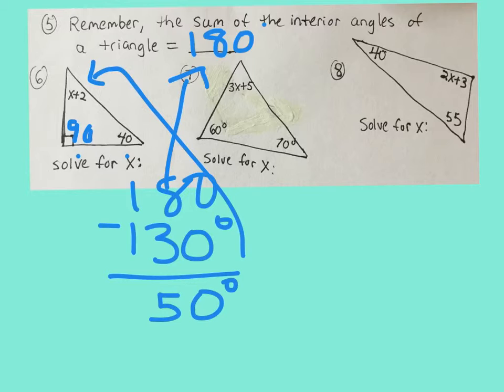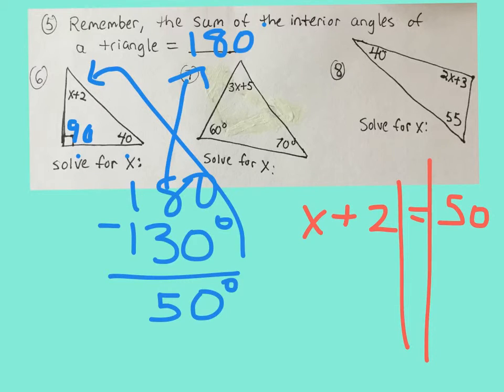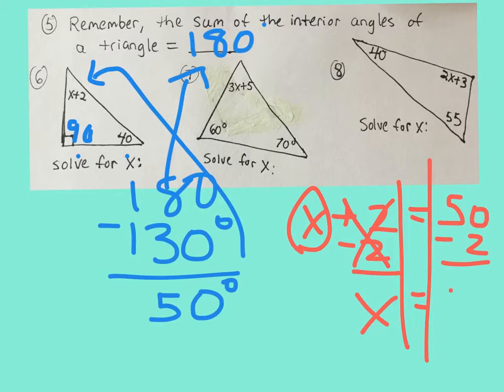So now we can solve the problem. So I can say x plus 2 equals 50 and solve for x. So I am going to get x all alone, subtract 2 from both sides. So x equals 48. So the measure of x is 48.